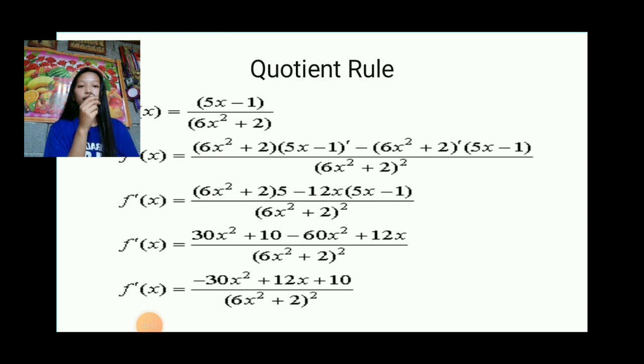And then simplify, we got 30x squared plus 10 minus 60x squared plus 12x over 6x squared plus 2 squared. Then we have to simplify it again. We got negative 30x squared plus 12x plus 10 over 6x squared plus 2 squared.